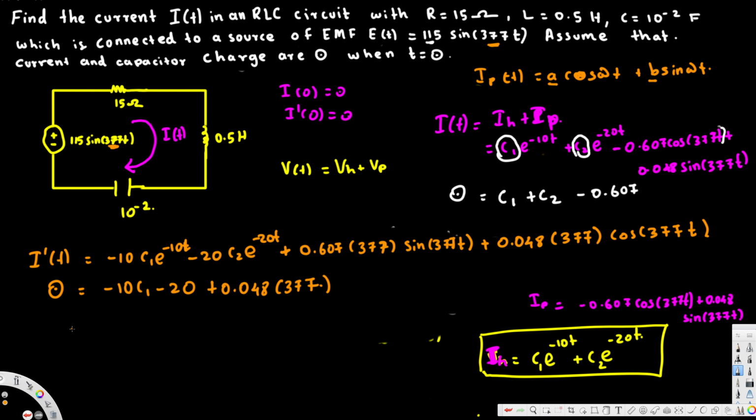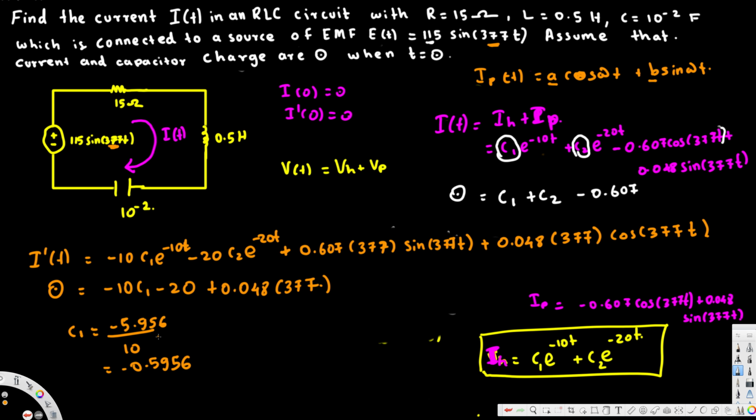And if you rearrange this equation, you're going to get 10 c1 is equal to 5.96, and if you solve for this one, you will get negative 5.956 divided by 10, and you will get c1 is equal to negative 0.5956. So this is our c1 value.